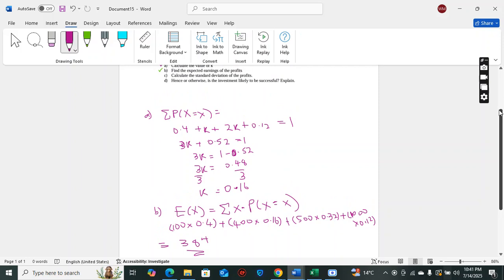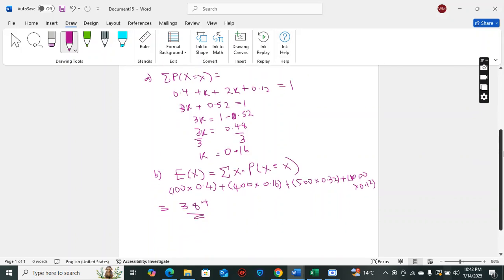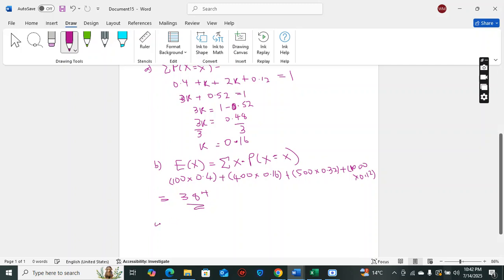So think of this as the average profit, okay? If you invest in this business, on average, you make $384. Okay, the next part we need to calculate the standard deviation. What does standard deviation tell us?